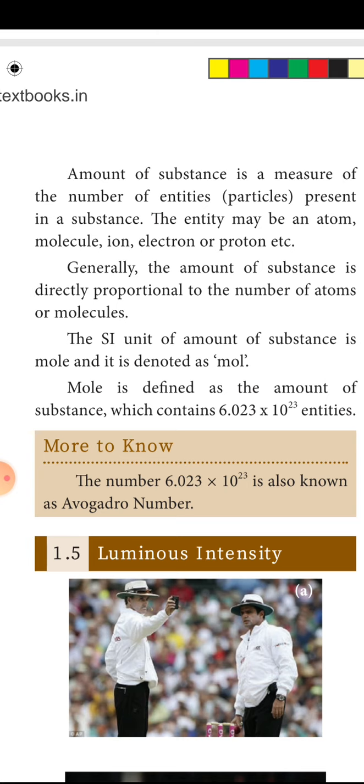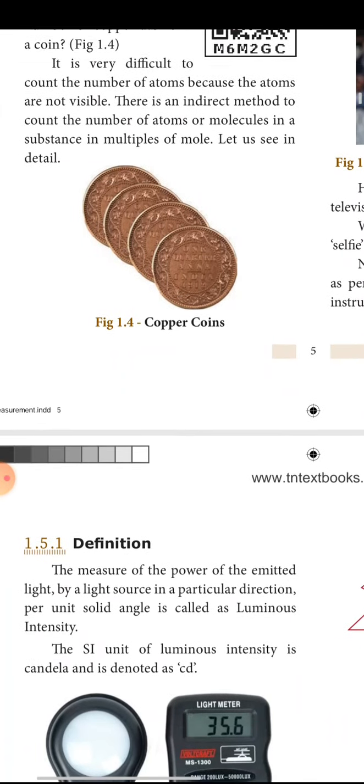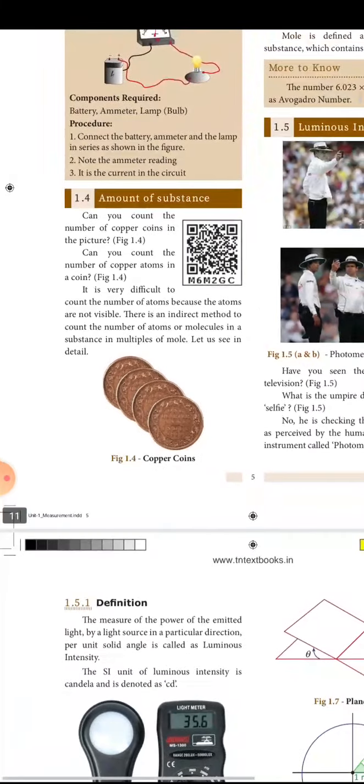Mole is defined as the amount of substance which contains Avogadro number of particles. It is a constant. Avogadro is a scientist. He told that there are 6.023 × 10^23 particles in 1 mole of substance. So mole is defined as the amount of substance which contains 6.023 × 10^23 entities. The number is called the Avogadro number. This is what we studied in amount of substance. So now we have studied 1.4, the amount of substance.